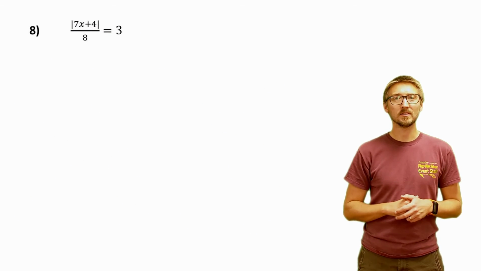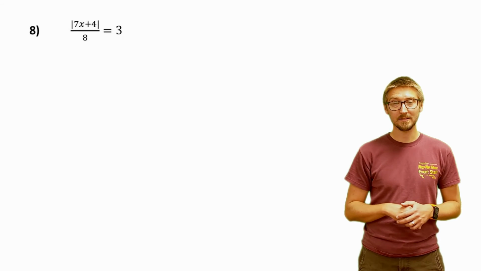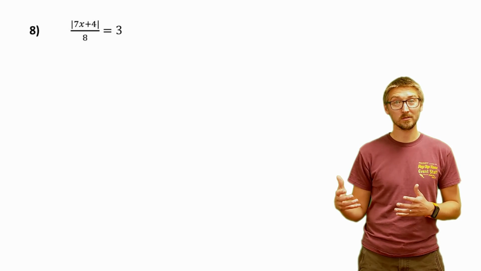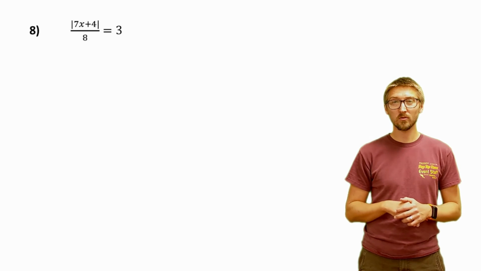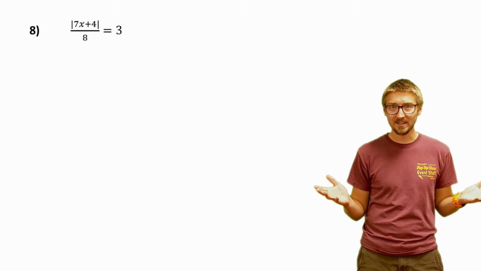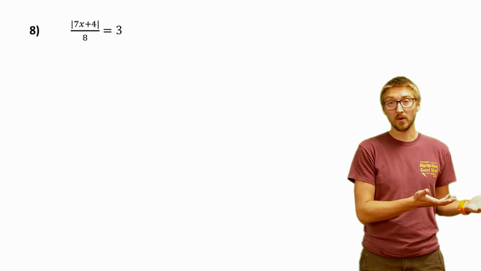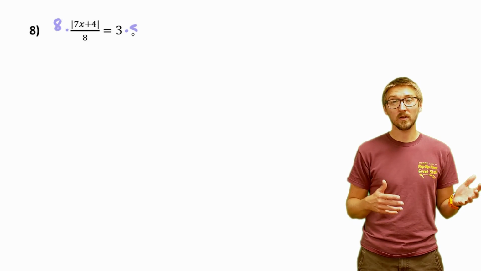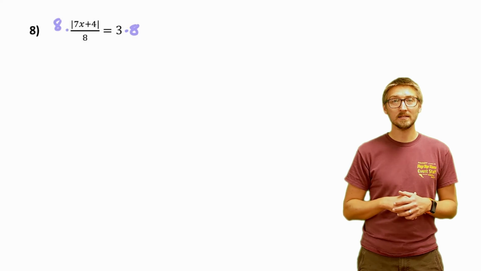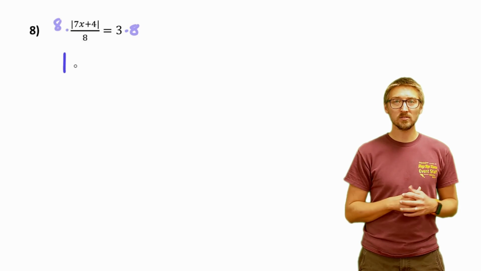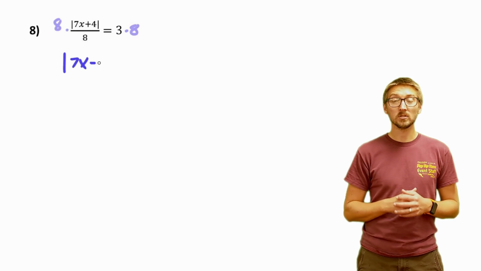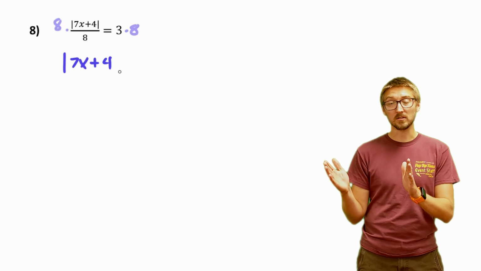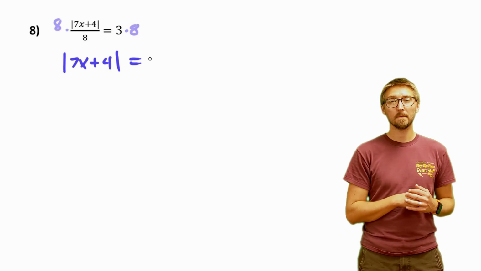Question number 8 says the absolute value of 7x plus 4, divided by 8, is equal to 3. The dividing by 8 is usually what people get stumped by, but it's easy to get rid of dividing. You just multiply. You do the opposite operation. And so multiply by 8 on the left and the right. 3 times 8 is 24, and the 8's cancel out over on the left-hand side. So now it looks like this. The absolute value of 7x plus 4 equals 24.